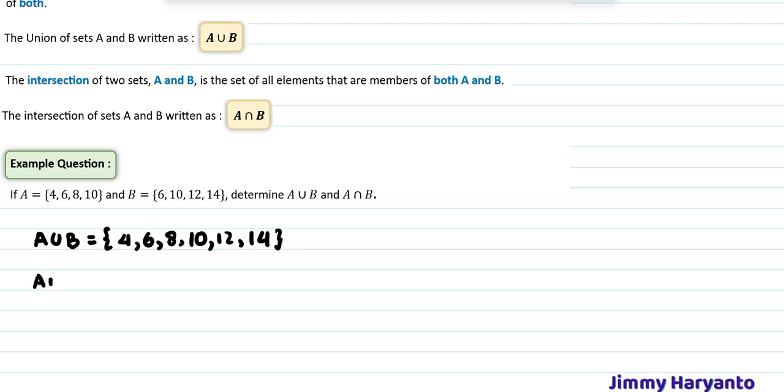How about intersection? For the intersection, you only have to find the identical numbers, like 6, and then we have 10 in both sets. That means only these ones. That means the intersection will be only 6 and 10. So this is how you determine the union and intersection.